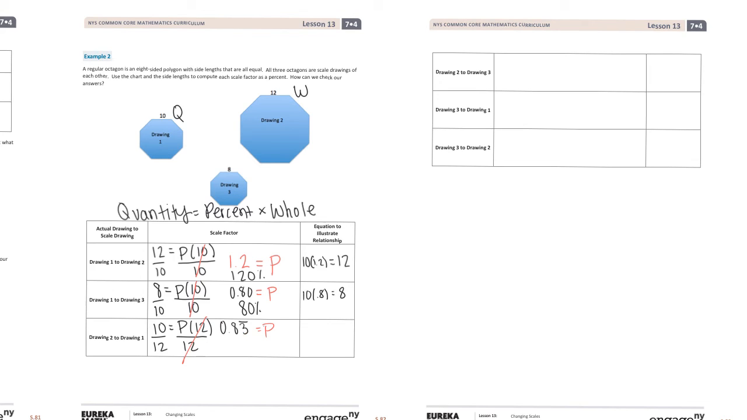0.83 repeating. And if we want to write this as a percent, it's going to be 83.3 repeating percent. Okay, so now when we set this up as an equation to illustrate this relationship, we're going to have 12 times 83.3, sorry, repeating equals 10.